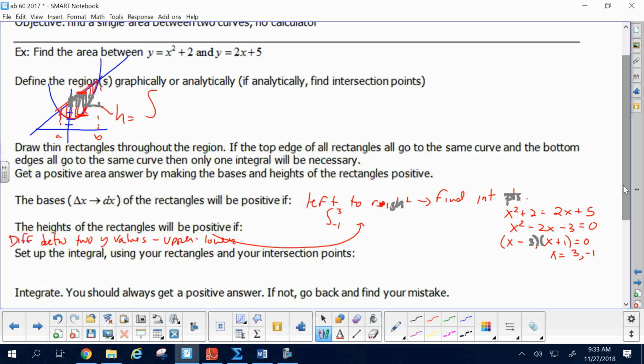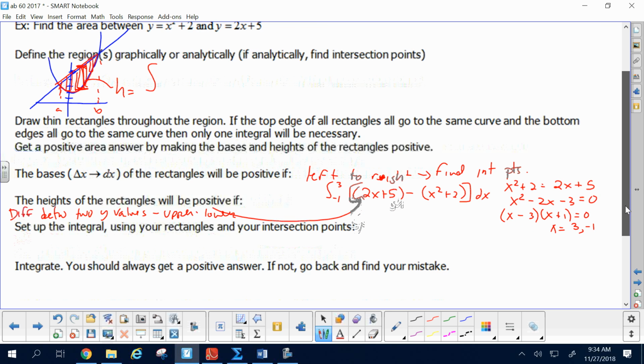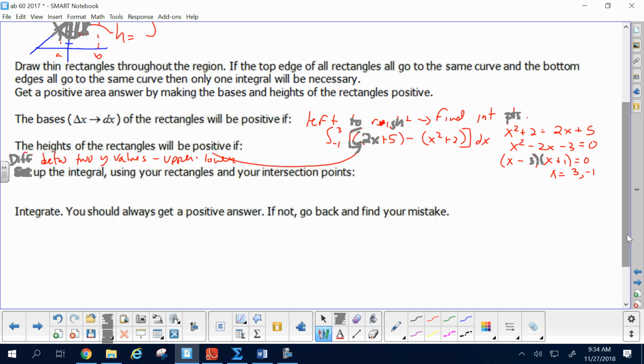So in this case, the difference between the two y values will be the upper curve. Is the upper curve the line or the parabola? The line is on top. The line has greater y values. So we're going to take the line's y values minus the parabola's y values. And for Pete's sake, please use parentheses. The whole line minus the whole parabola. All right. We've got the integral set up using our rectangles and our intersection points.